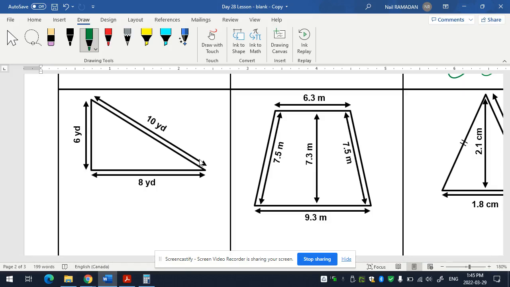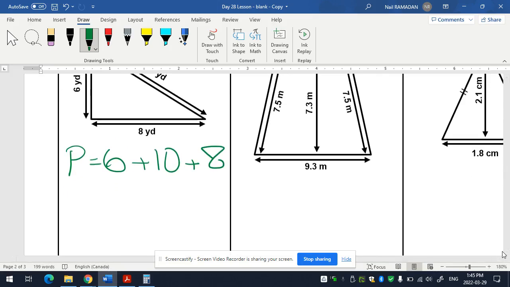So P, I'll start with the 6, and then I'll go to the 10, and then the 8. And 6 plus 10 is 16, 24. And what's the unit of measurement of each side? Just look at what each side is. Yards. There you go. And even if you say yards squared, is that correct? No, it's not. That would be correct sometimes if I'm asking for the inside space. I'm just asking for the outside length.